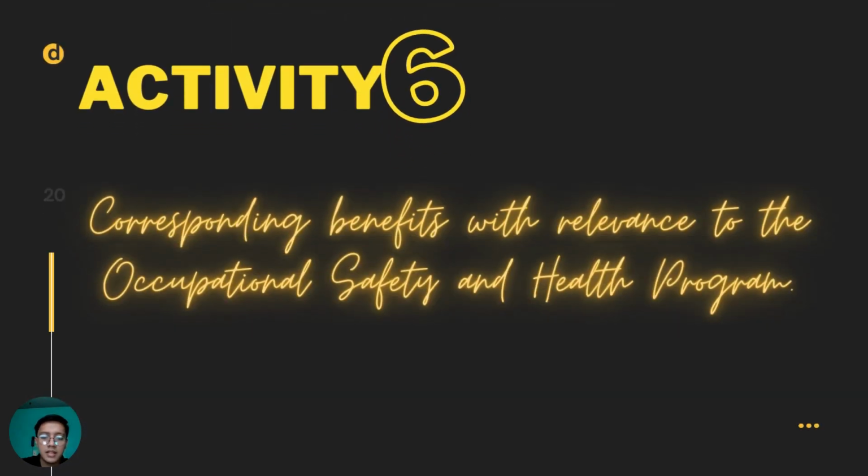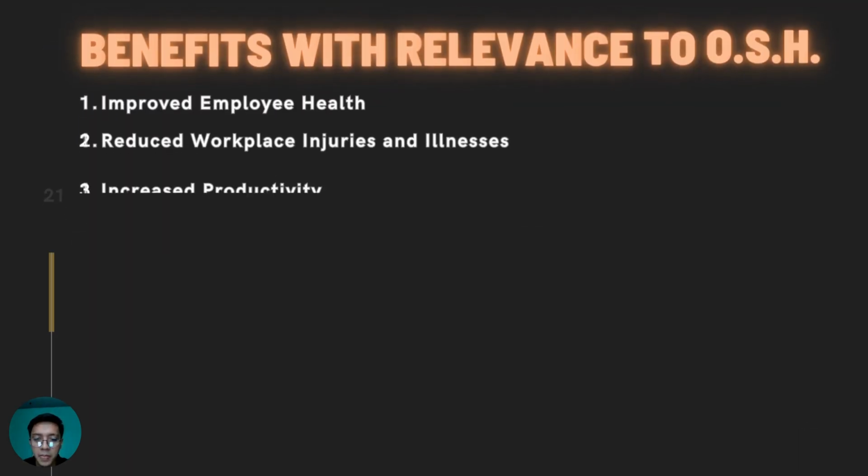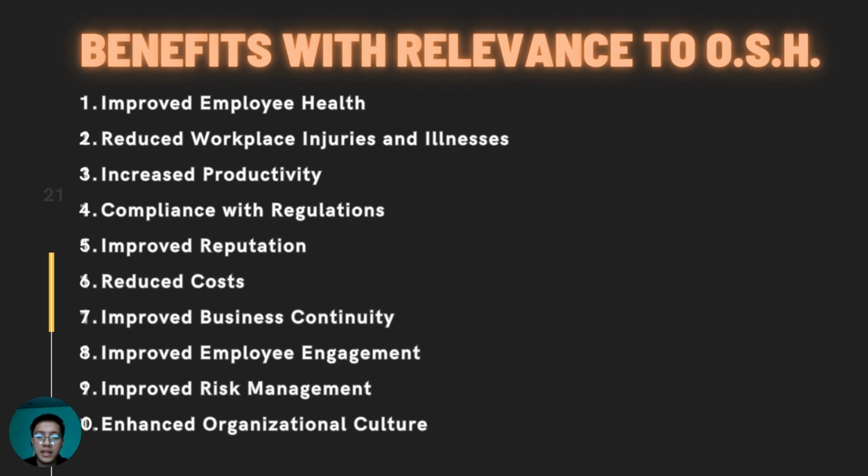For the last activity, activity number 6, which is concerned about the corresponding benefits with relevance to the occupational safety and health program, or OSH program. What are these benefits? There are many benefits associated with an effective occupational safety and health program. Some of the corresponding benefits include improved employee health. An effective OSH program can improve the health of employees by identifying and controlling workplace hazards, promoting healthy work practices, and providing appropriate training and equipment.